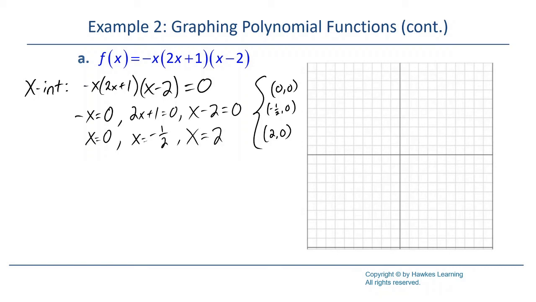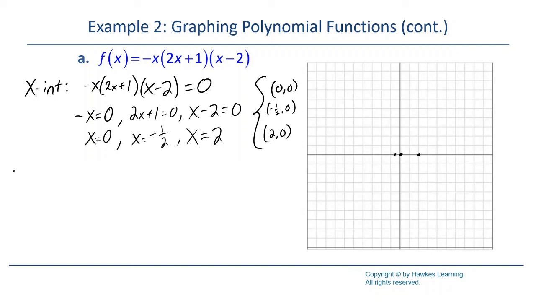So we can go ahead and just put those points on the graph. So (0, 0) is nice. Negative 1/2, roughly there. And then 2 goes there.